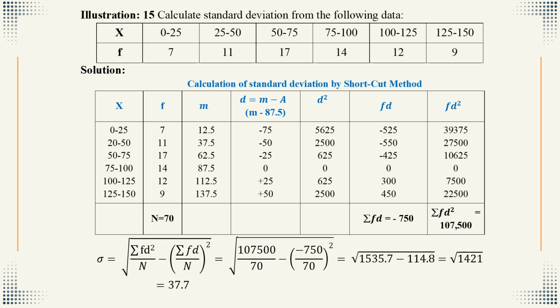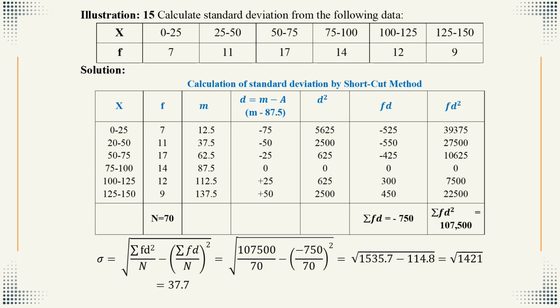Then the square of it should be calculated, then all would become positive values. Minus 75 into minus 75, minus 50 into minus 50, minus 25 into minus 25, that is 625. Then 0, 25 into 25, 50 into 50. Then fd, that is the fourth column: minus 75 into 7, minus 50 into 11, minus 25 into 17, 0 into 14, 0, 25 into 12, 50 into 9. That value has been written in the sixth column. Then the total of it should be calculated, that is minus 750.